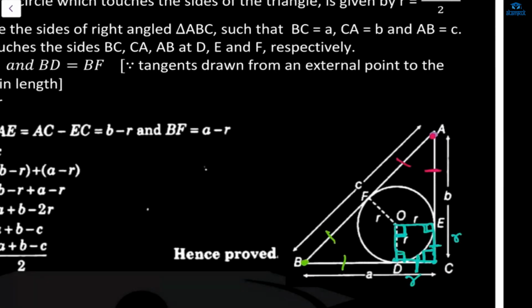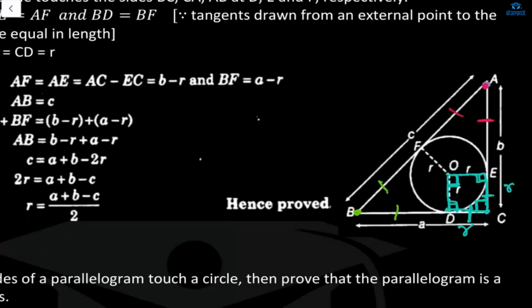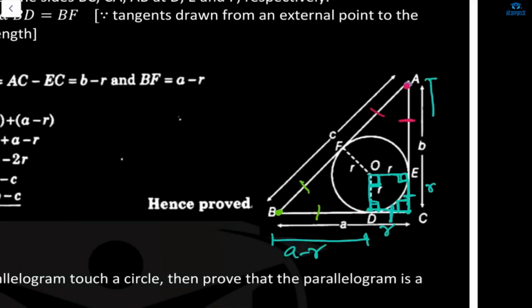No, ma'am. Okay. So if we are finding out BD, BD will be A minus R, and similarly AE will become B minus R. Yeah, A minus R and B minus R.